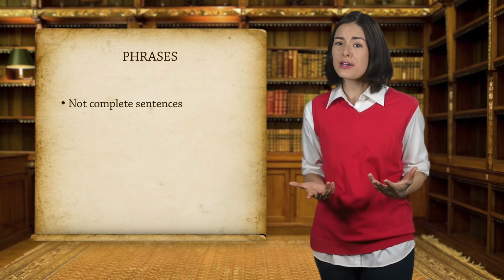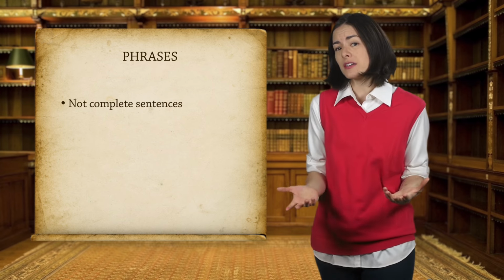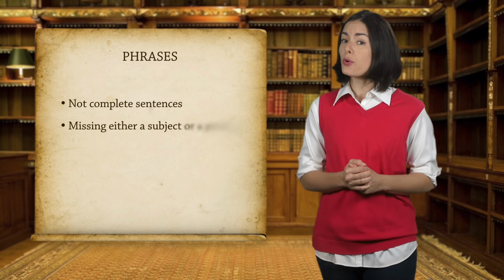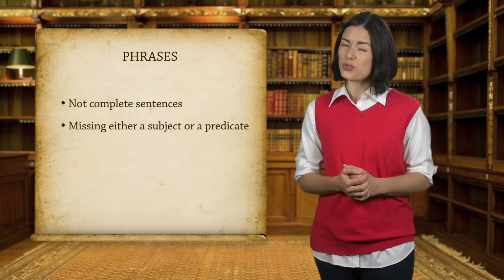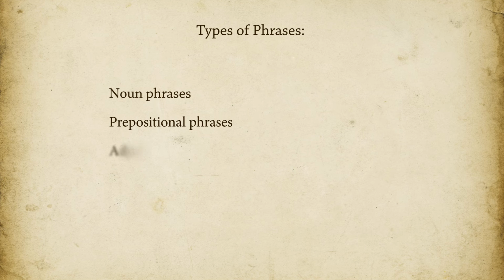So how can you tell the difference between a phrase and a dependent clause? Phrases don't contain both a subject and a predicate. One is missing, usually the predicate. Phrases also come in many different types: noun phrases, prepositional phrases, adjectival phrases, verb phrases.